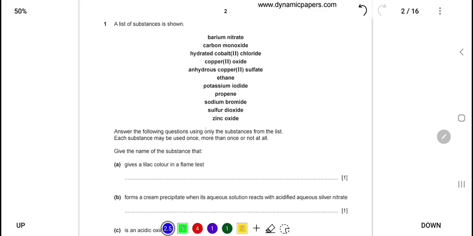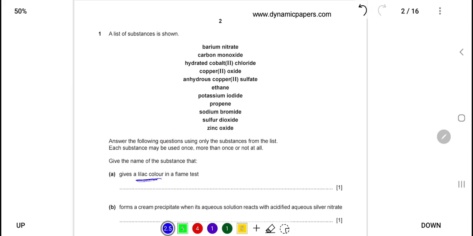Gives a lilac color in a flame test. On this type of question, you need to know the colors from your textbook or get help from YouTube or whatever. The lilac color always indicates that it is potassium. So one of these must have potassium in it. When you try to find them, you will find potassium iodide, so this must be your answer.